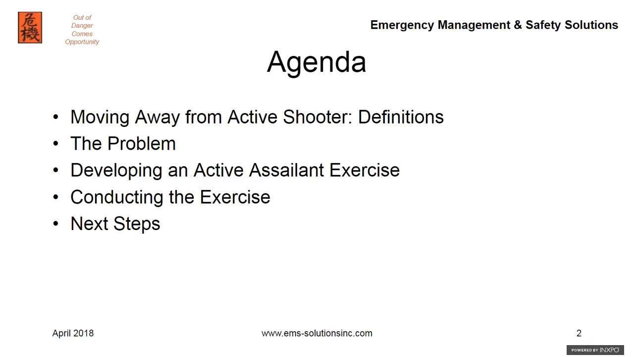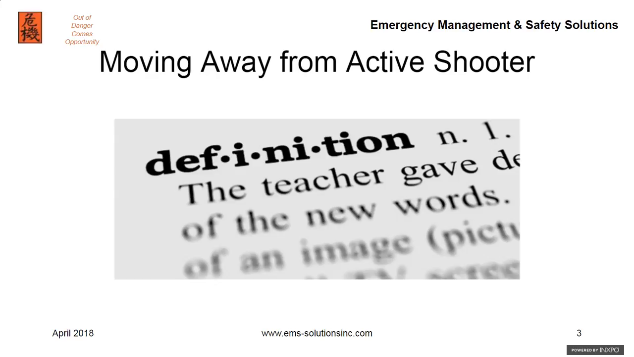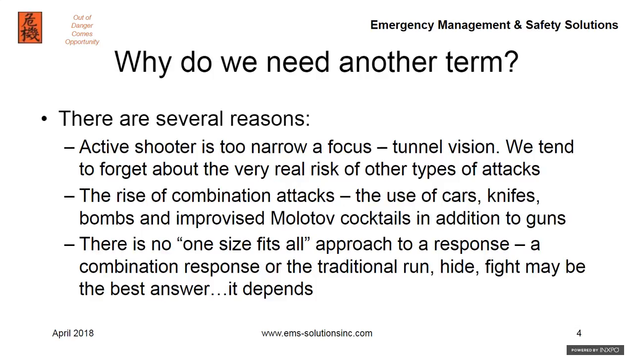I'm talking about a variety of things, and I have a lot to discuss today, so I'm just going to dig right in. Again, starting with the issue of definitions, we are moving away from this term active shooter, and what does that really mean and why? Well, first of all, the active shooter term is just a little too narrow in focus. What it does for many of us is create a little bit of tunnel vision. In other words, we're always looking for the gun. So we tend to forget, because we've labeled it, that there are other real risks and other types of attacks. And we certainly have seen that.